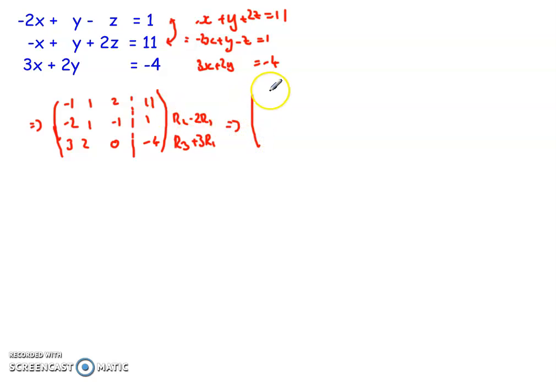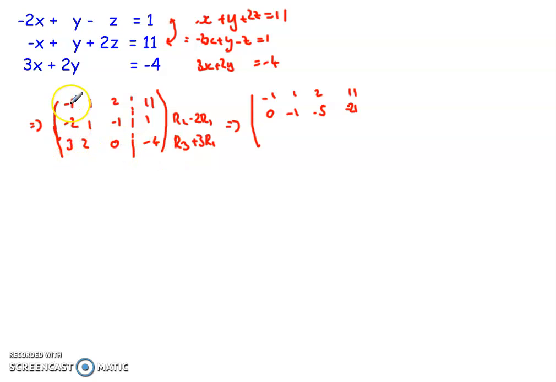So that's going to give me, top row stays the same, so -1, 1, 2, 11. Second row, I take it and I subtract 2 of these ones. So -2 take away -2, that's going to be a 0. I've then got 1 take away 2, which is -1. Then got -1 take away 4, so I get -5. I then get 1 take away 22, which gives me -21.